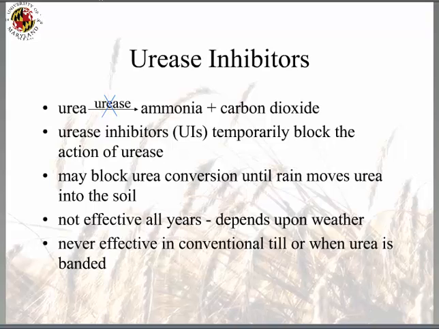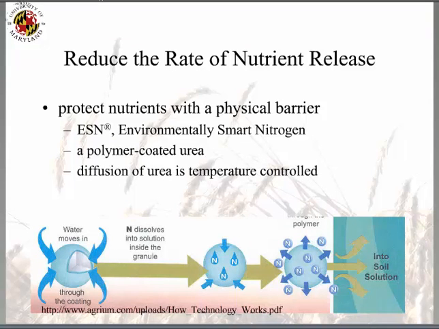Agrium sells this. They call it environmentally smart nitrogen, and it's actually urea coated with a polymer. Basically, think of this as a semi-permeable membrane. There are some places in there where water can move in. And so water has to move in and then dissolve that nitrogen, and nitrogen has to move out.